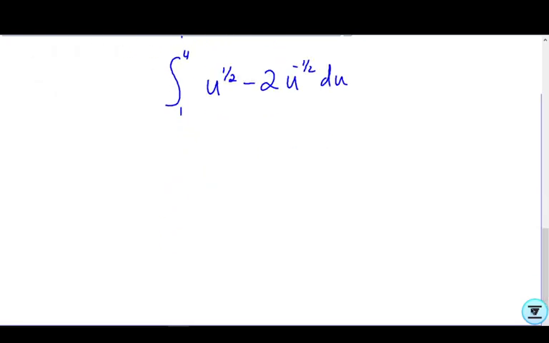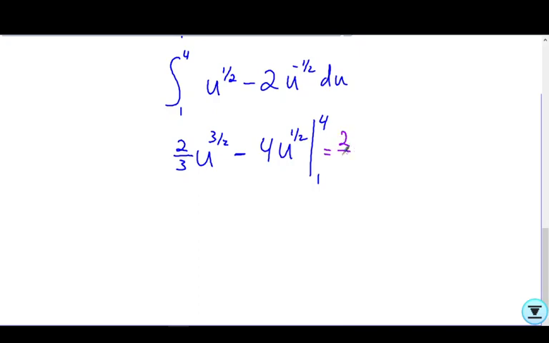Now, taking the antiderivative, nothing changes. So add 1 to the power, you get 3/2. Dividing by 3/2 is multiplying by 2/3. Minus, adding 1 to the power, you get 1/2. Dividing by 1/2 is the same thing as multiplying by 2, so you get 4 here. So that is my antiderivative. Makes things super simple.